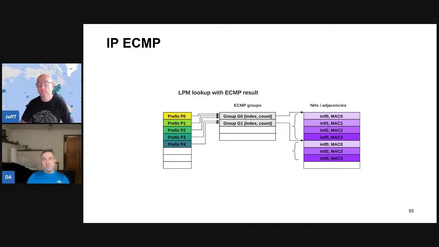Usually, in modern chipsets, the number of ECMP groups would be on the order of 4K. And the number of next hops and adjacencies is something from, let's say, 16K up to 32K, maybe 64K, but I'm not sure about the last one. It's usually where resources can be shared.